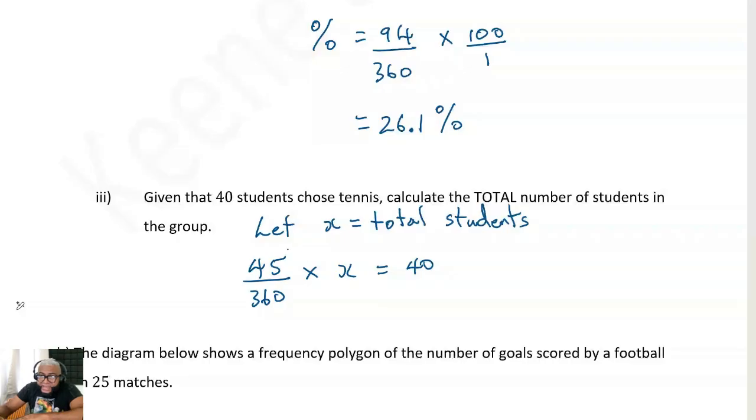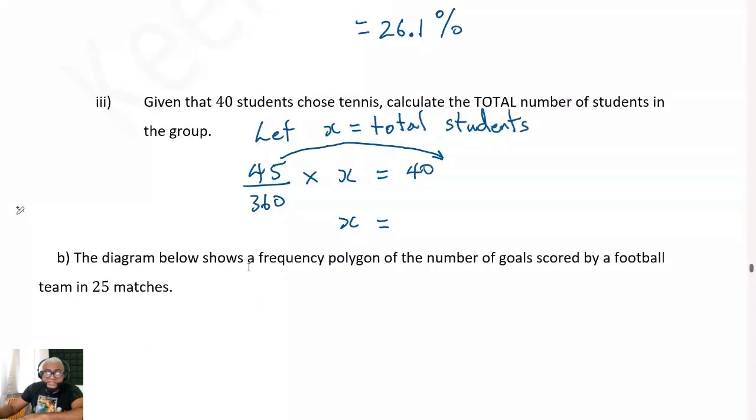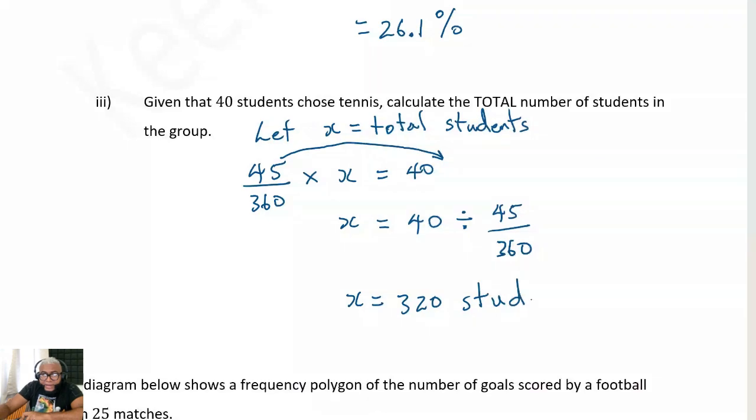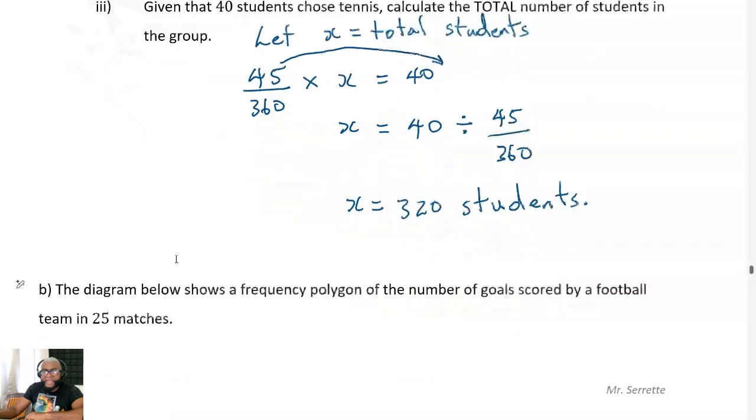So I basically need to find x. What I will do, I'll carry this 45 over 360 to this side. And what do I do with that 45 over 360 when I move it to the right? Divide it. Excellent. So I'm going to put the 40 first, divided by 45 over 360. How many students do we have in all, my children? 320, sir. 320. Boom. We cooking with gas right now.